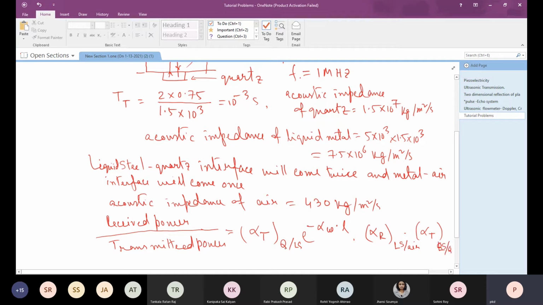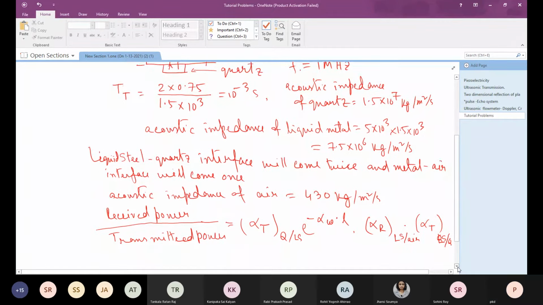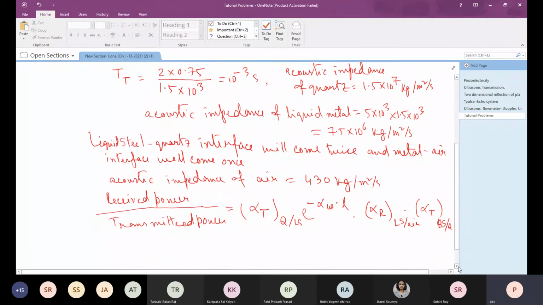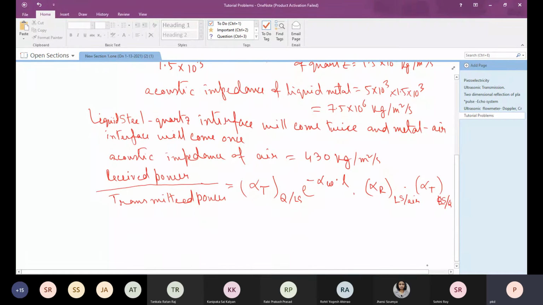The transmission coefficient for power, the energy transmission coefficient for quartz to liquid steel and liquid steel to quartz would be the same, because that is R2 minus R1 whole square by R1 plus R2 whole square, or R1 minus R2 whole square by R1 plus R2 whole square. So that way these transmission coefficients are the same, but you have to determine them from the acoustic impedance. So please compute.